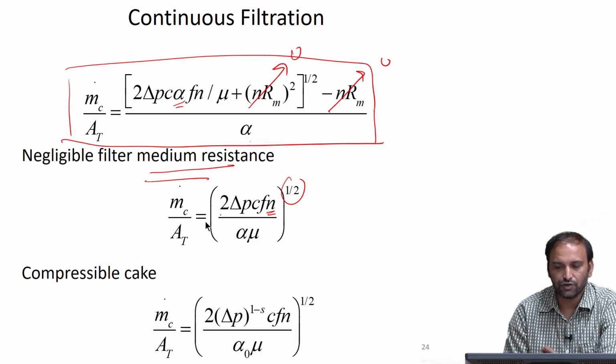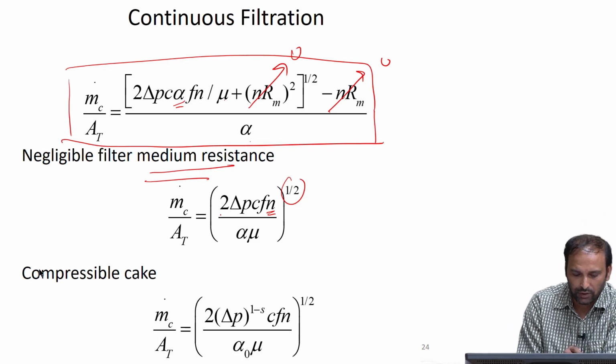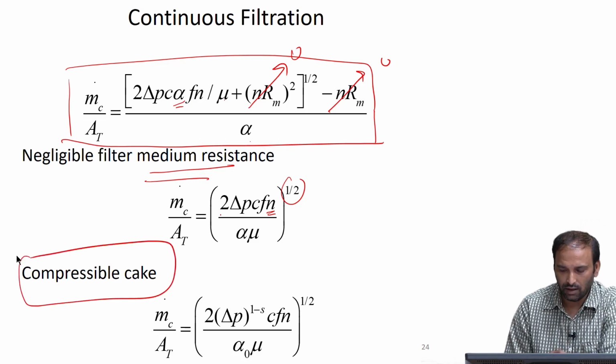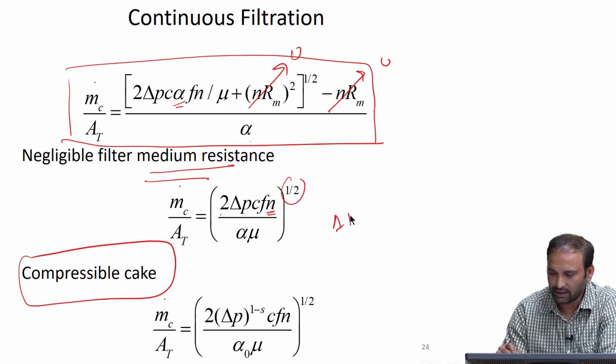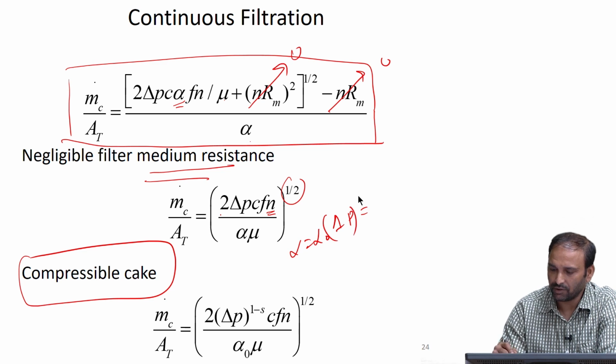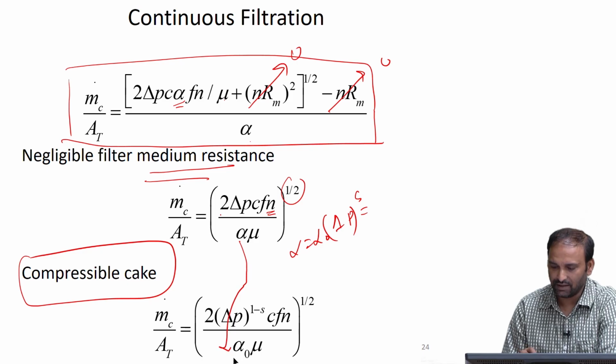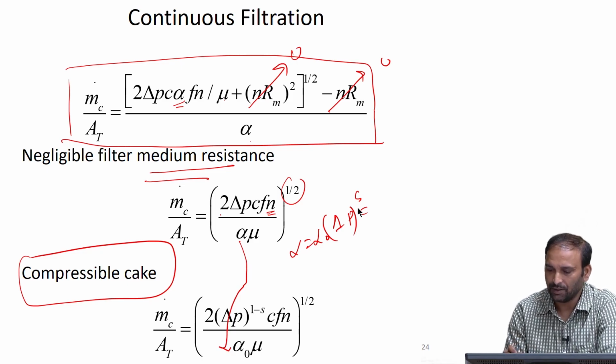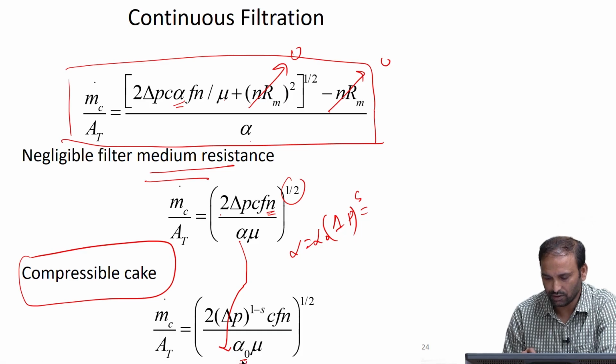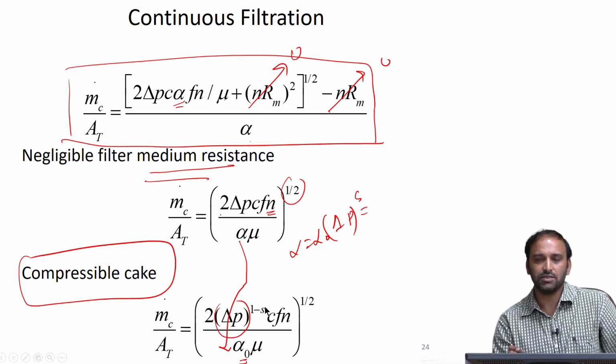And of course, if you are working with a compressible cake, I know that alpha is equal to alpha naught into delta p to the power of s. So I can replace alpha with alpha naught into delta p to the power s, therefore alpha naught remains in the denominator, and the numerator becomes delta p to the power 1 minus s.